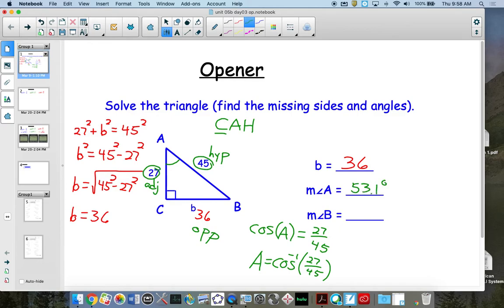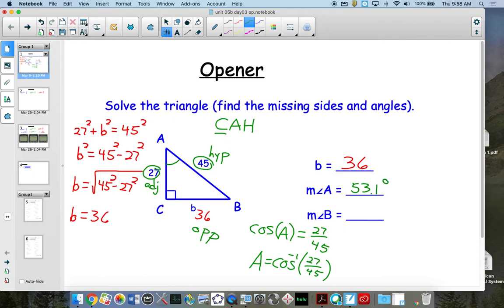We'll round to the nearest tenth. It didn't specify in the directions. So 53.1 degrees. It's important to realize that you're getting an angle for this. Understand if you're getting a number which represents a side, or if you're getting an angle.